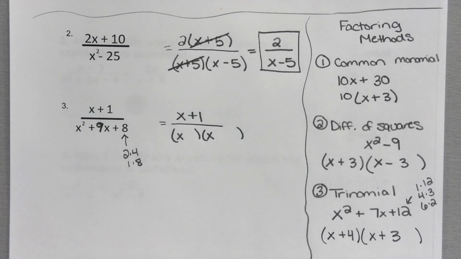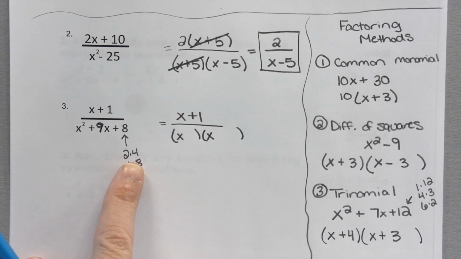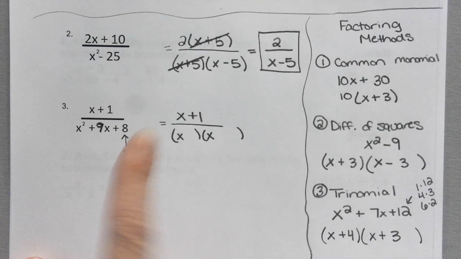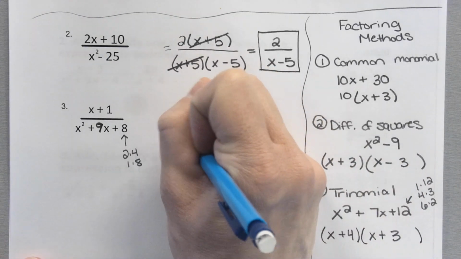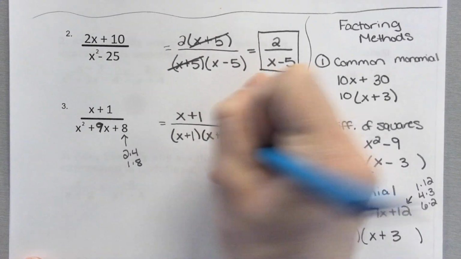This is going to make more sense at this point. Which one of these is going to multiply to 8? Both of them do, but also add to 9. No, 2 and 4 don't. 1 and 8. 1 and 8. Okay.